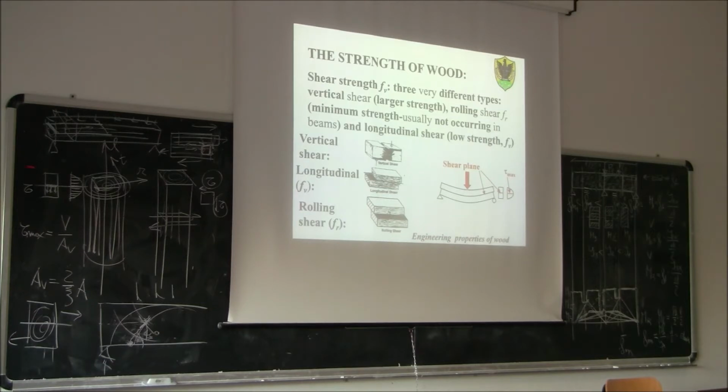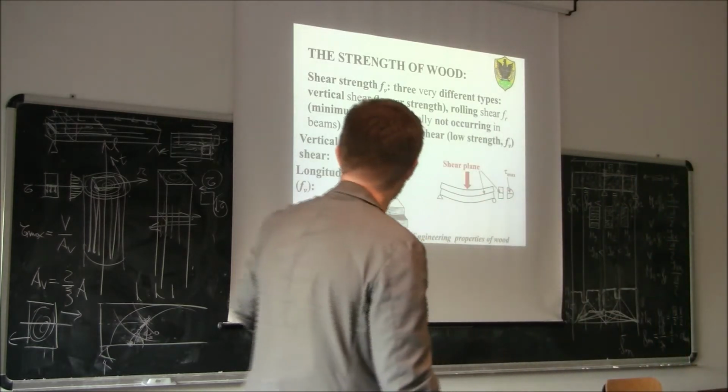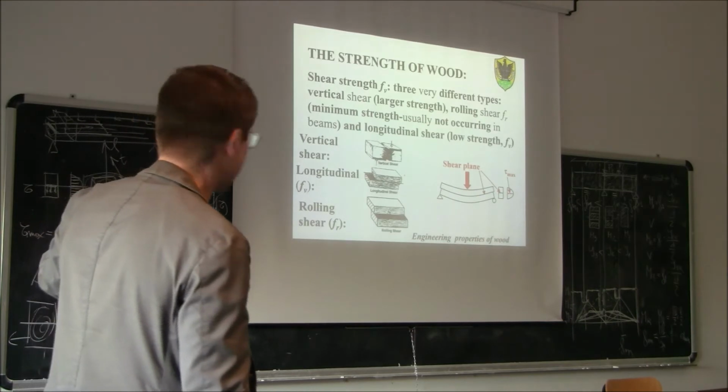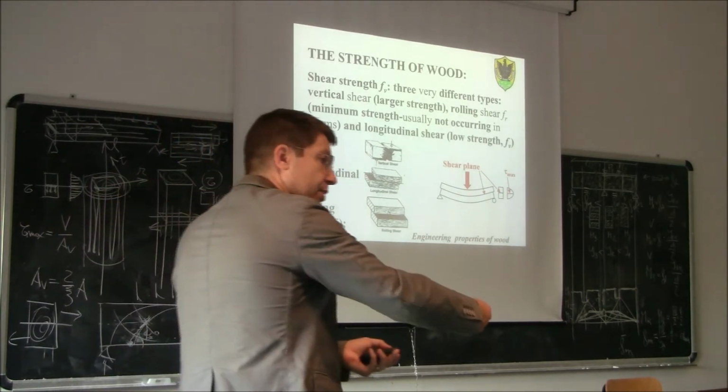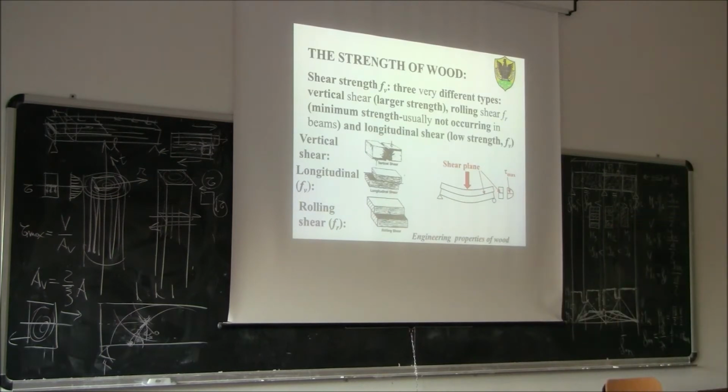So when we design a beam, the normal failure mode is longitudinal shear, which means shearing parallel to the fiber in the direction of the fiber. When we design two-dimensional structures like panels made of plywood, we will have to consider also the rolling shear, which is the shear in the tangential direction. So the shear in the other direction, always with a shear plane in the middle of it. Okay?